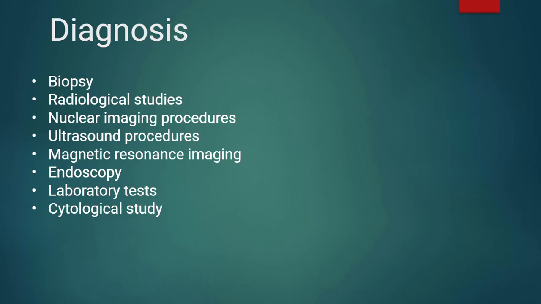When it comes to diagnosing cancer, there are several important tools and tests that can be used. The most definitive test is a biopsy. This is when a small piece of tissue is removed and examined under a microscope to confirm whether the cells are cancerous. Other methods help us look inside the body.